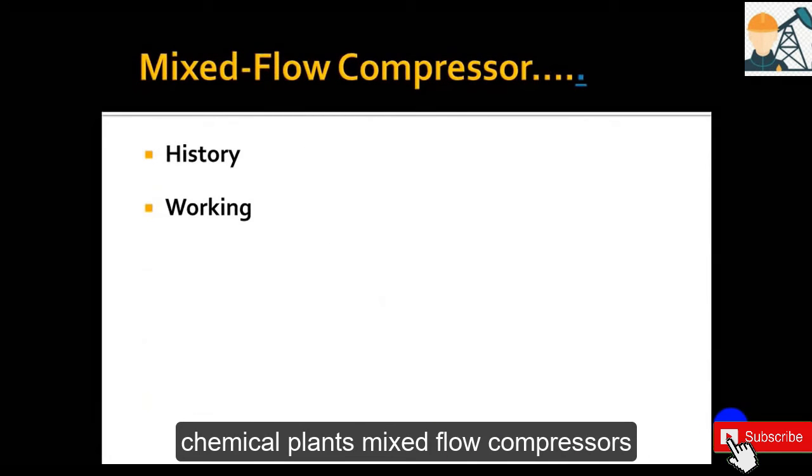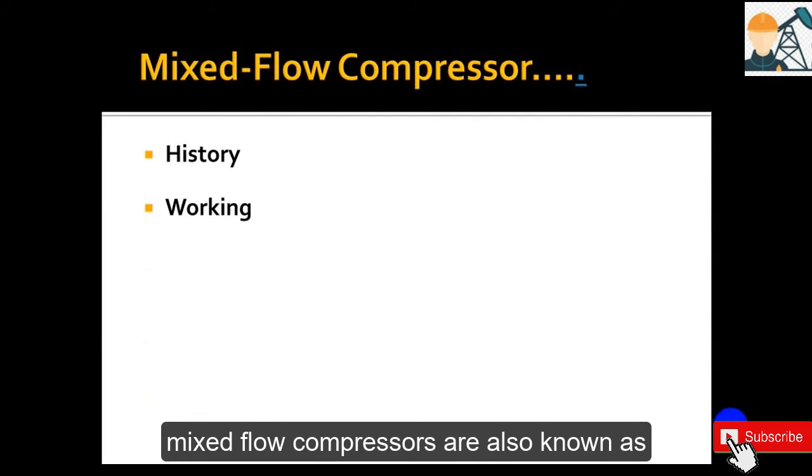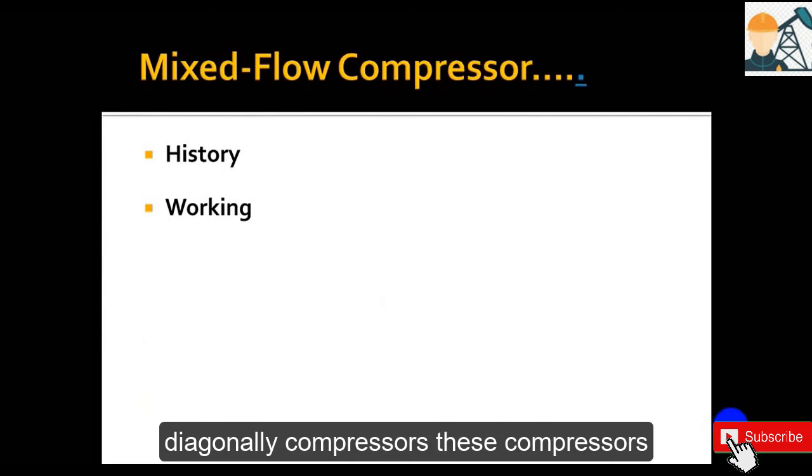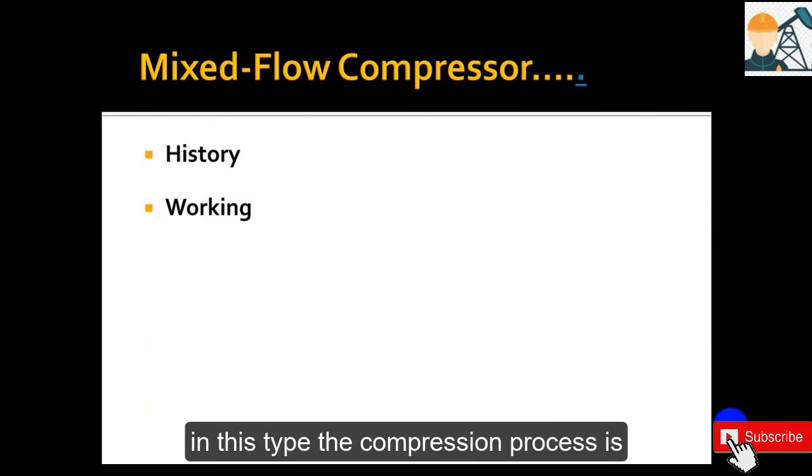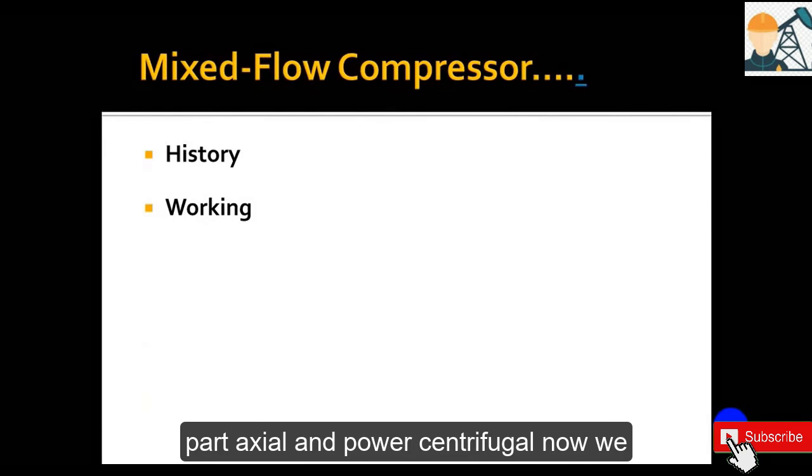Mixed flow compressors. Mixed flow compressors are also known as diagonal compressors. These compressors are similar to centrifugal compressors. In this type, the compression process is part axial and part centrifugal.